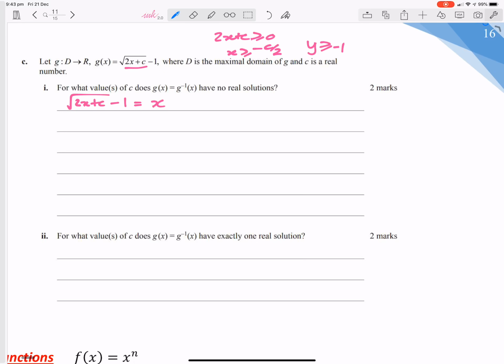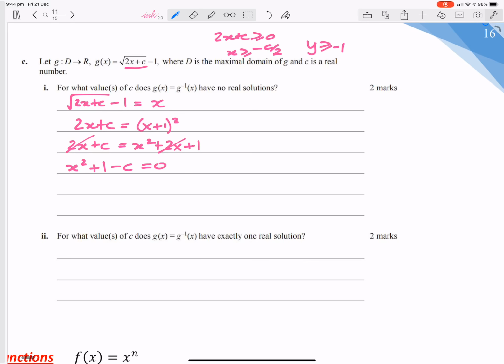Okay, bring your 1 to the other side and square it. So 2x plus c is equal to (x plus 1) squared. I just did 2 steps at once. 2x plus c is equal to x squared plus 2x plus 1. Once again, our 2x's cancel. Bring it all to one side, so x squared plus 1 minus c equals 0.